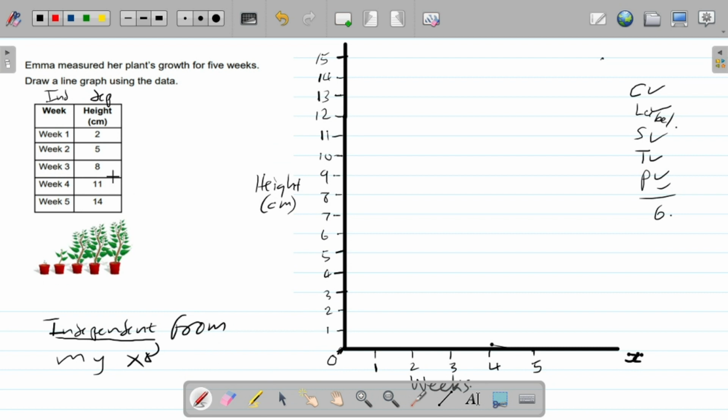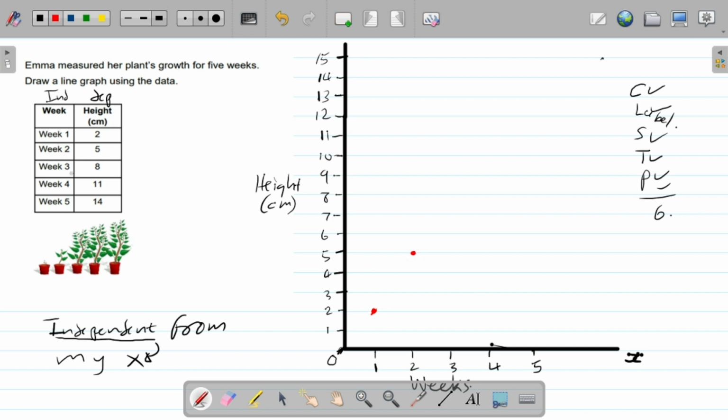How do we plot the graph? We look at week 1. What was the height of the plant in week 1? That was 2 centimeters. Put a dot here. Some people like X. I like dots. They're cleaner for me. Great. In week 2, the plant was 5 centimeters. Around here.